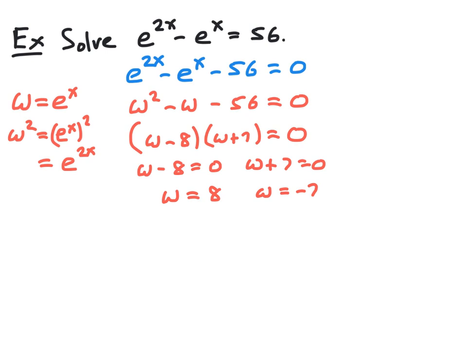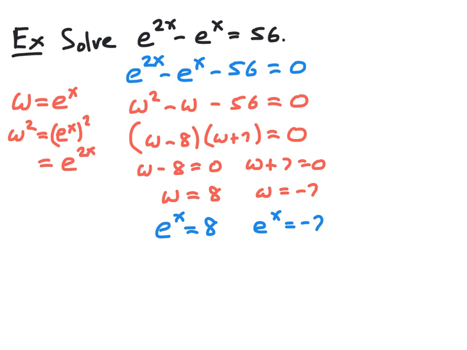Now it's important to remember that these are not the solutions of the actual equation. These are values of w. We want values of x. But of course, we can go back to x at any time using our substitution. So now we're going to replace w with e to the x. And so we get two equations here, e to the x equals 8 and e to the x equals negative 7. Each of these are exponential functions, and we can solve them using logarithms.